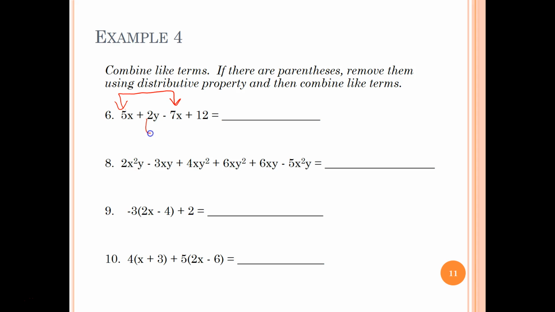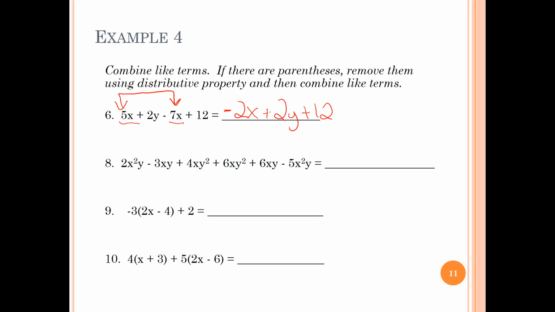Look at our like terms for number 6. We only have 5x and negative 7x. So 5 minus 7 is negative 2. This is where you should really be using your calculators. And we're going to bring that x along. Now 2y comes along for the ride. It just doesn't get combined with anyone. And then lastly, we have this constant of 12.